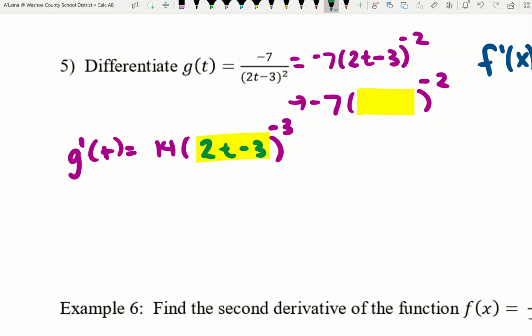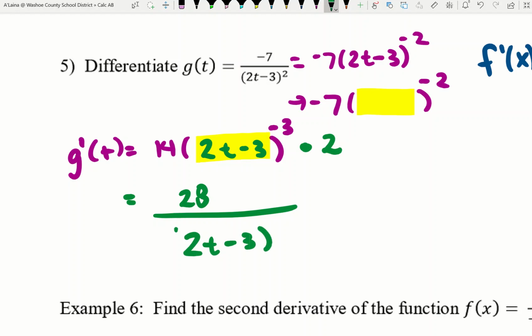And then I do want to multiply this by the chain rule. So the chain rule is what tells me I need to multiply by the derivative of the inner function, which is 2. And so if I rewrite this, the 14 and the 2 would be a 28, and I do have a negative power. So I'm going to move this quantity 2t minus 3 cubed out of the denominator.